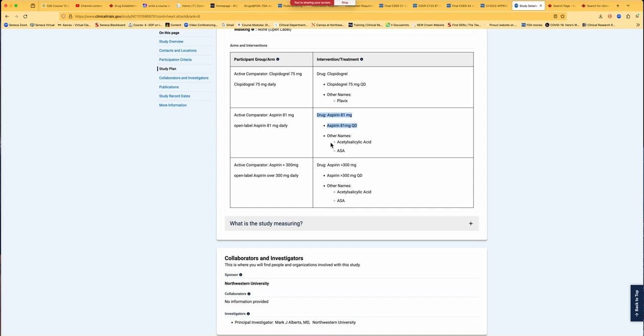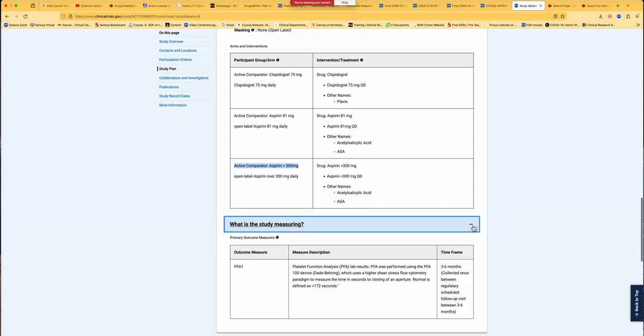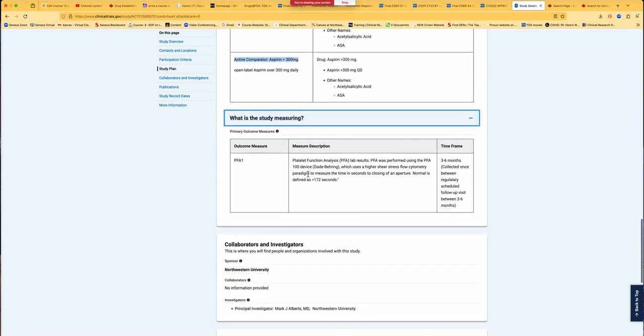These are coated tablets of aspirin. And then the active comparator is aspirin at around or a little bit more than 300 milligram, open label always. And then we gave it once a day, QD, to our patients. What we were measuring were here. So we're looking into the outcome measures. We were looking into platelet function analysis, PFA. That's why we have PFA here.